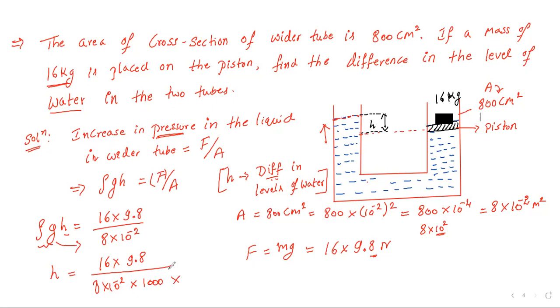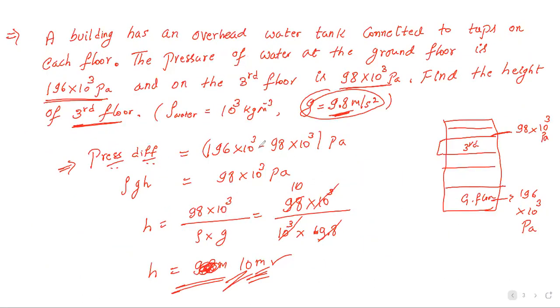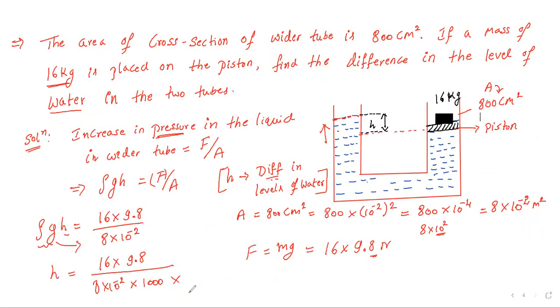Water density, you can check in the previous problems here. 10 power 3 means 1000 kg per meter cube. Or you can write it as 10 power 3. And g value again 9.8. So it will be cancelled. Now find out the h value.